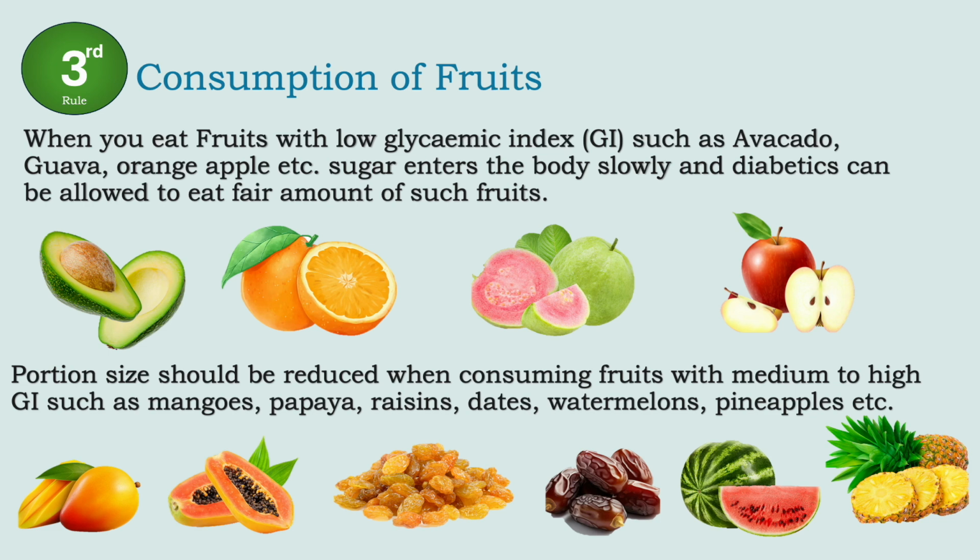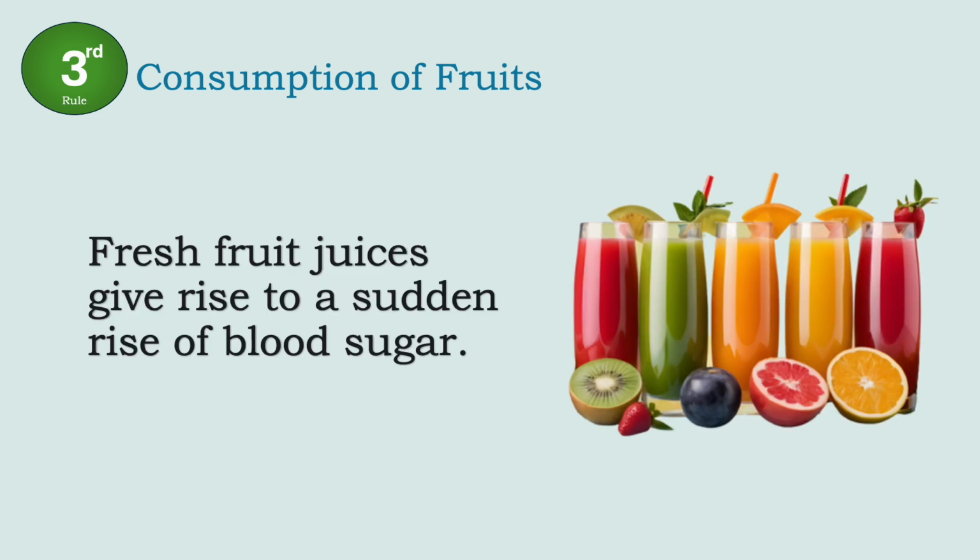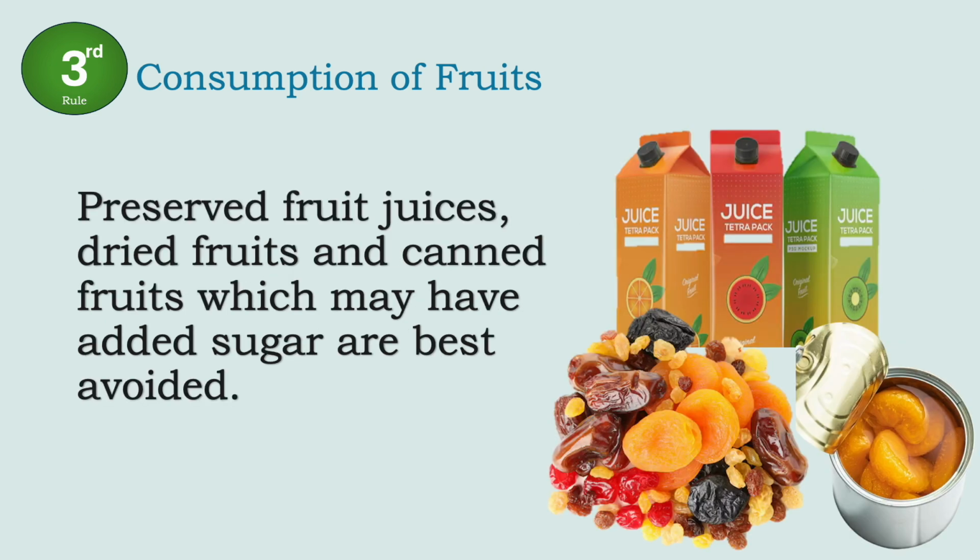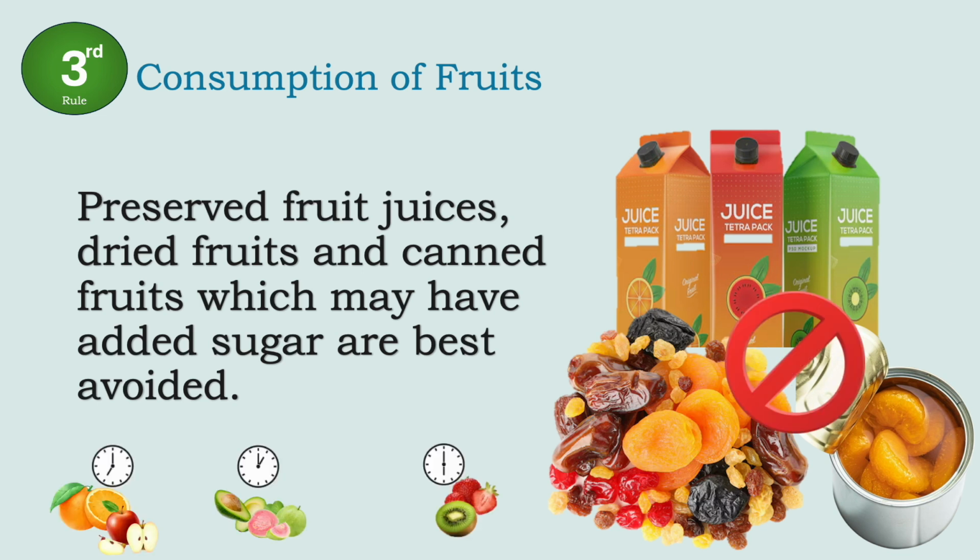Portion size should be reduced when consuming fruits with medium to high GI such as mangoes, papaya, raisins, dates, watermelons, pineapples etc. Fresh fruits are preferable to fruit juices as fruit juices give rise to sudden rise of blood sugar. Preserved fruit juices, dried fruits and canned fruits which may have added sugar are best avoided. Spreading the consumption of fruits throughout the day will avoid a sudden increase in blood sugar levels.